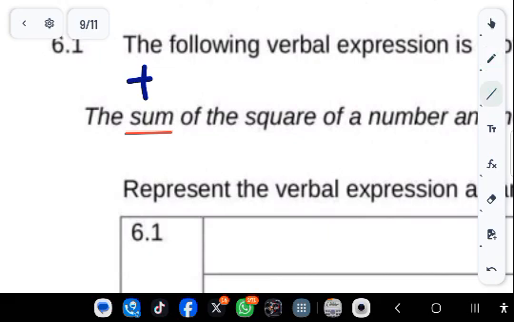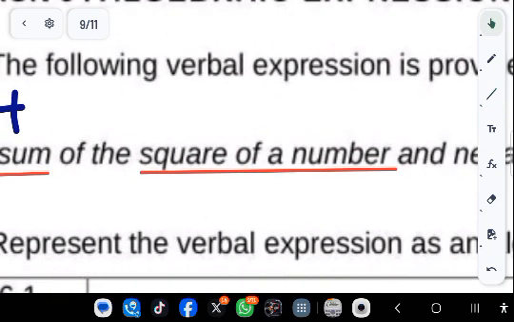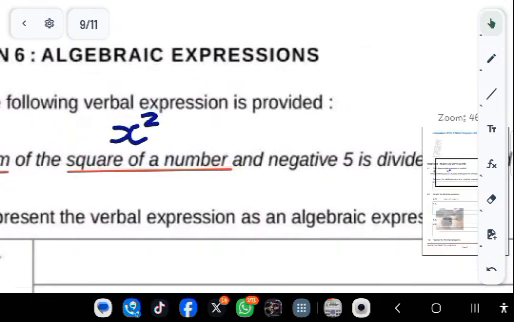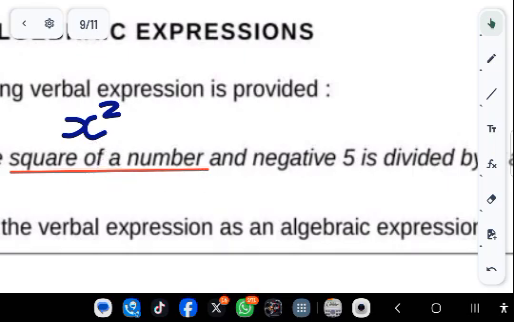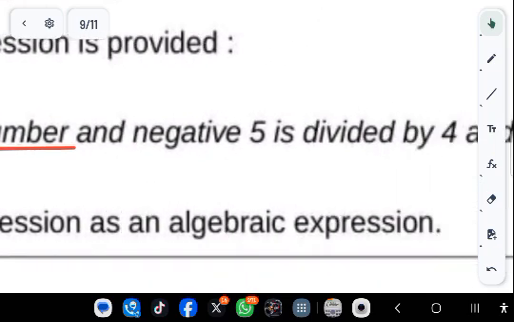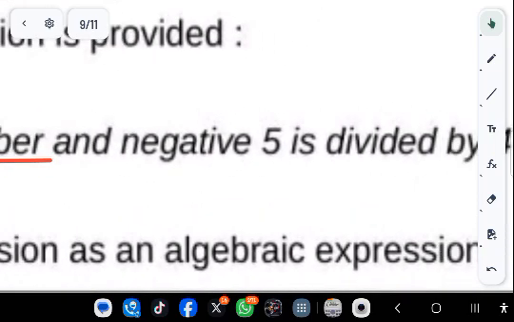And then the square of a number, you choose that number to be anything. You could choose that number to be x, so the square of that number will be x squared. It could be a, and then the square of that number will be a squared. It's up to you how you want to represent that number. It can be any variable you choose. And negative 5 is simply minus 5.